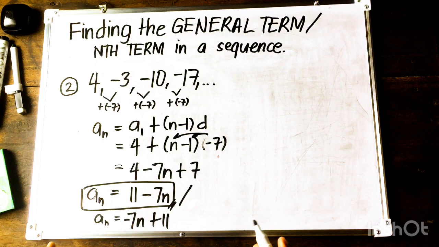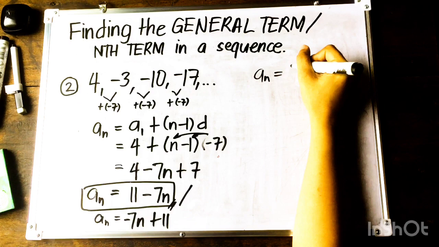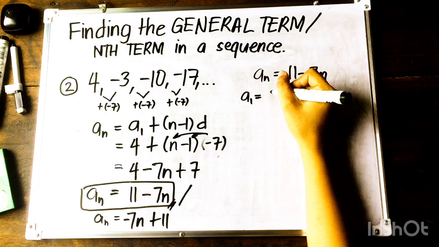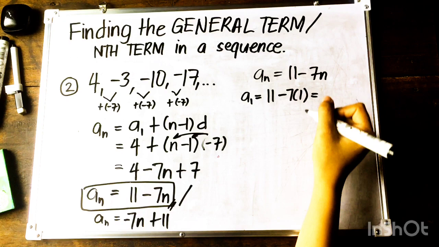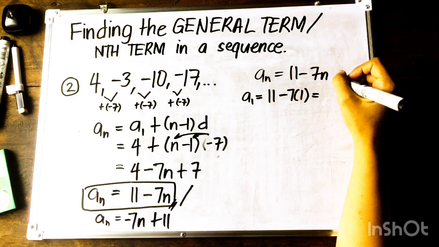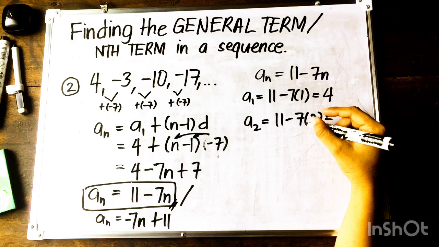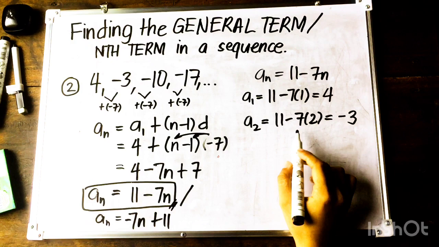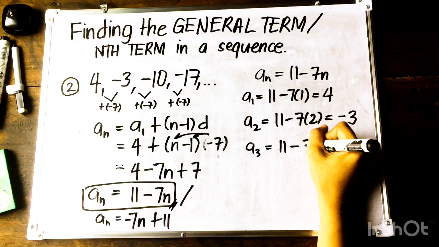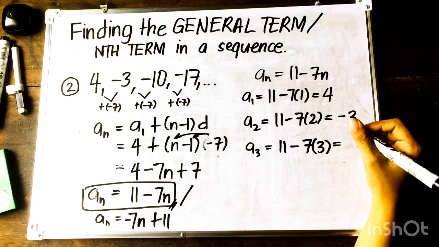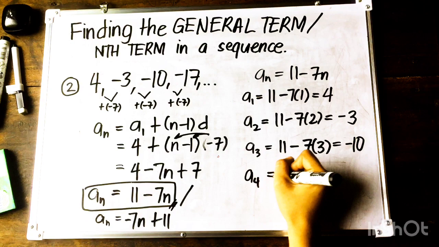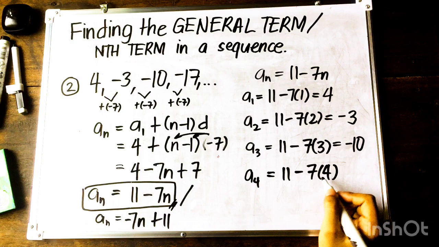So, let us check if it's really correct. Okay, yung general formula lang nahanap natin. So, for a sub 1, n is 1. So, 11 minus 7 times 1. So, 7 times 1 is 7. So, 11 minus 7 is 4. So, that is correct. Next, a sub 2, n is 2, so 11 minus 7 times 2. 7 times 2 is 14, so 11 minus 14 is negative 3. Okay, or pwede nyo yung diretsuhin na yan sa calculator. Next, a sub 3 is 11 minus 7 times 3, di ba? N is 3. So, that is still negative 10. 11 minus 21 is negative 10. And lastly, a sub 4, 11 minus 7 times 4, so 11 minus 28, so that is negative 17.